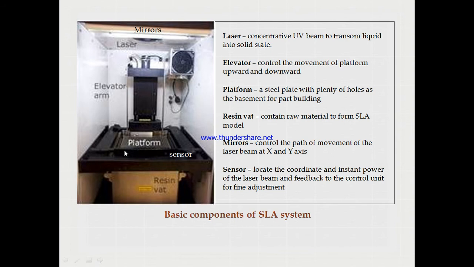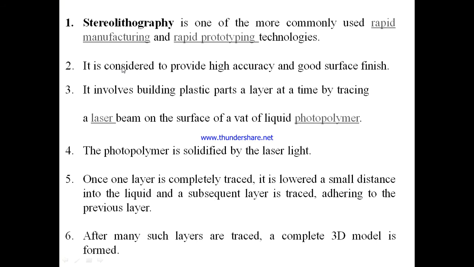Mirrors control the path of movement of the laser beam in the x and y directions, and the sensor generally locates the coordinates and instant power of the laser beam and gives feedback to the control unit for fine adjustment. These are the mirrors. Mirrors are there to control the x and y movement.